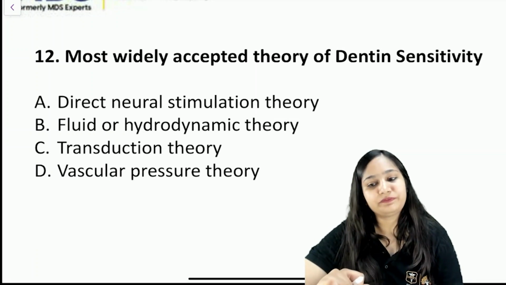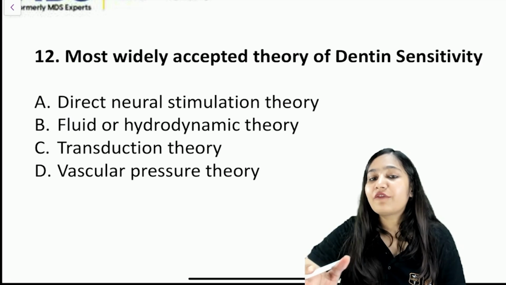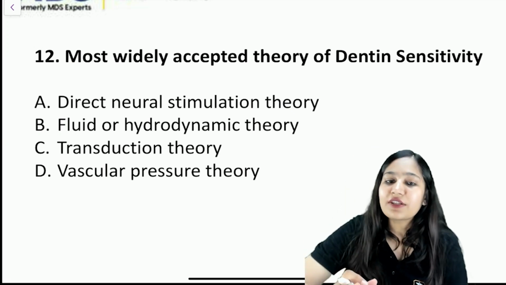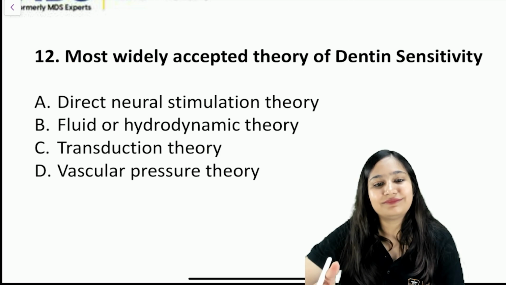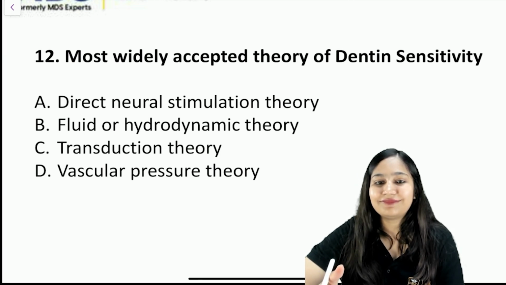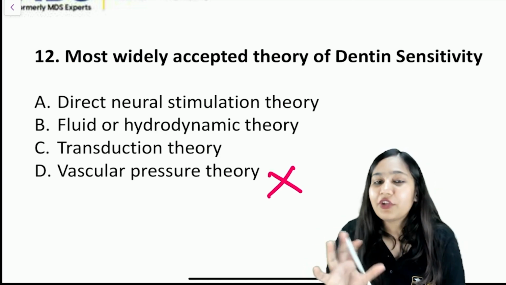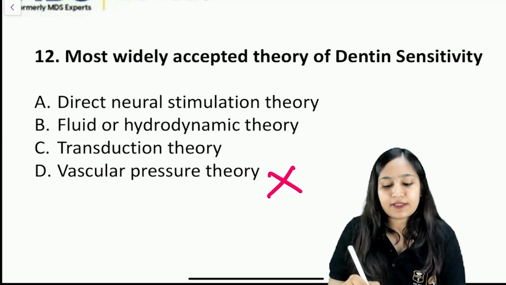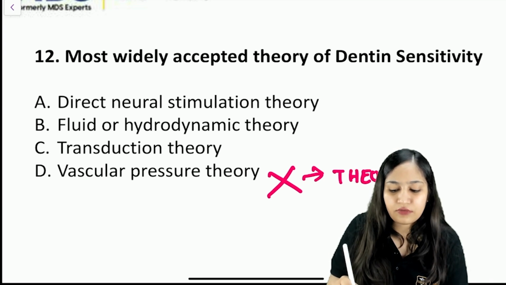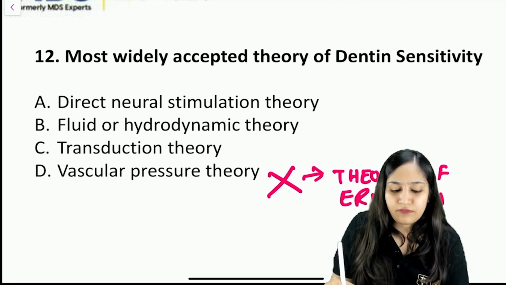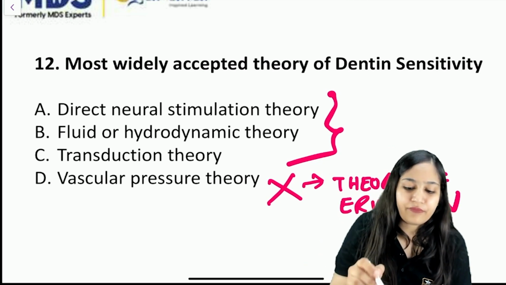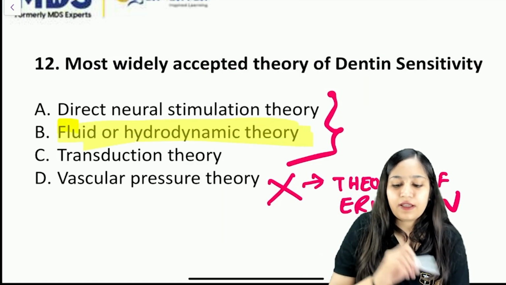Now coming to our next question. Most widely accepted theory of dentine sensitivity. Is it direct neural stimulation theory? Is it fluid or hydrodynamic theory? Is it transduction theory or vascular pressure theory? Vascular pressure theory is not a theory of dentine sensitivity. It is a theory of eruption, right? So this is not the correct answer. Now these three are the main theories of dentine sensitivity. Among these three, which is the correct answer? Fluid or hydrodynamic theory is the correct answer.